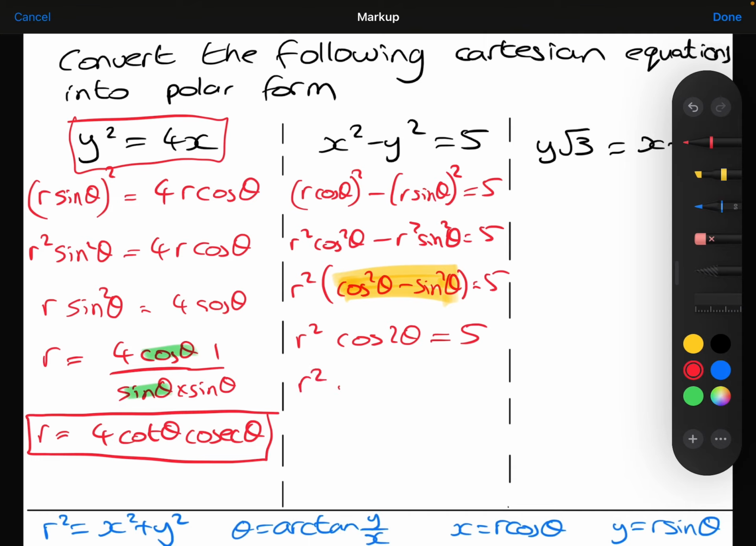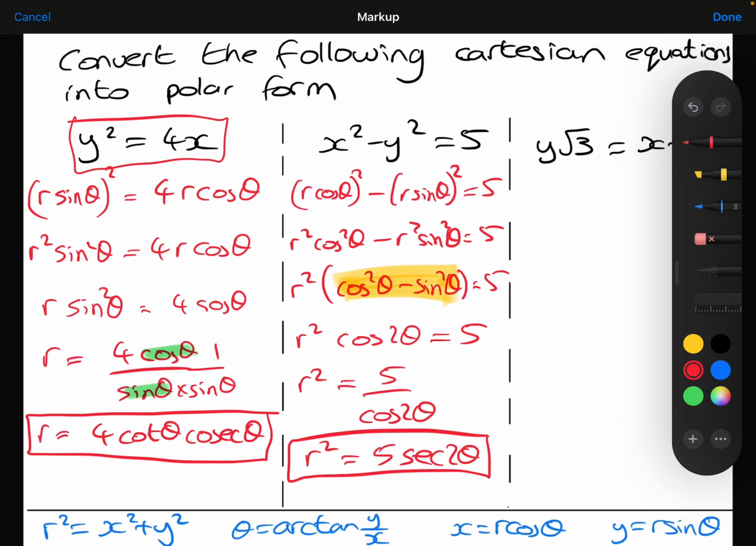We can then divide both sides by cos 2 theta, which is the same thing as r squared equals 5 sec 2 theta. There we go.